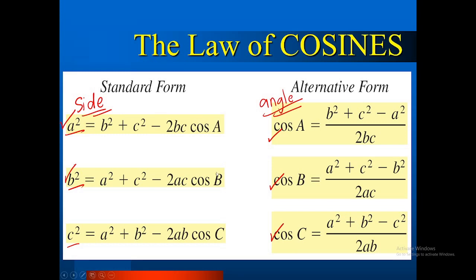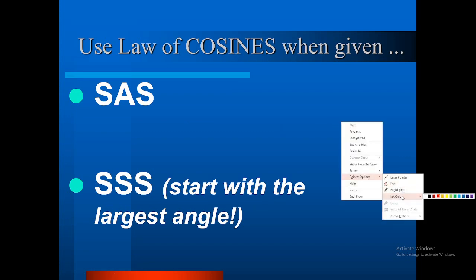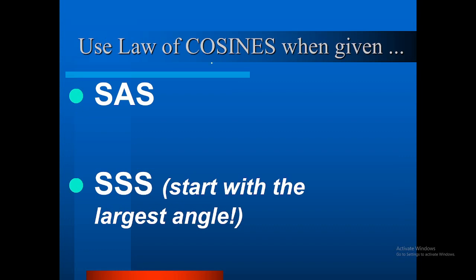So, sir, when do we use the law of cosines? I use this one if I have SAS. What do you mean by SAS? For example, I have this triangle over here: a side, an angle, and a side. I will be using the SAS cosine law.